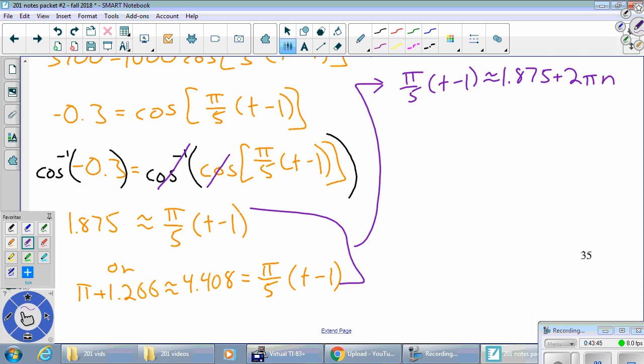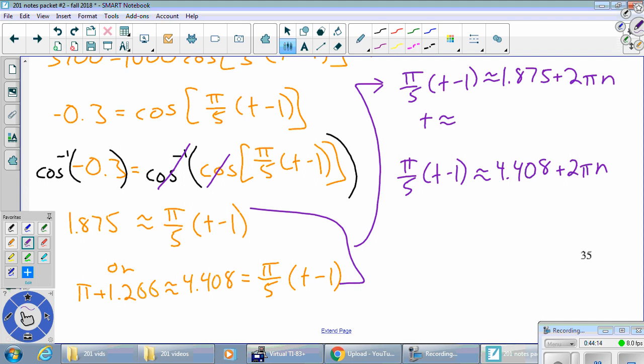And then the other equation is the same, pi over 5 times t minus 1, it's approximately 4.408, but then plus any integer multiple of 2 pi. And then we are going to solve these two equations for t, and then we're in the same position we were before. So we're going to try to do this kind of quick. So the first equation, we're going to multiply both sides by pi over 5, and then we're going to add 1.